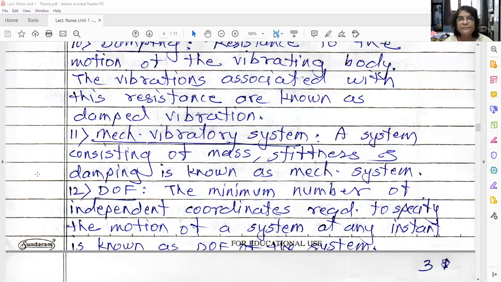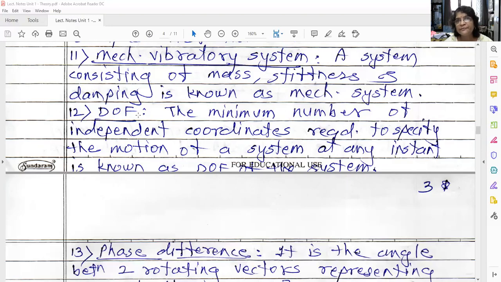Now DOF. You have already seen the title of unit number 1, a single DOF system. Unit number 2 is also a single DOF system, and in unit number 3 we are going to study the 2 DOF vibratory system. So what do you mean by degrees of freedom? The minimum number of independent coordinates required to specify the complete motion of a system at any instant is known as DOF.